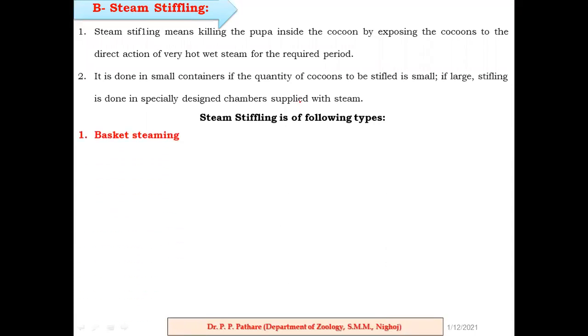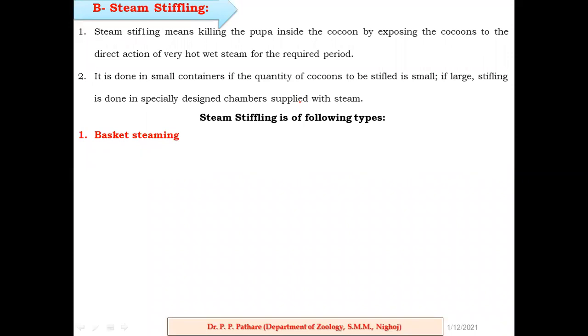In that, we took the information on what is steam stippling. For example, steam stippling is a process of killing the pupa inside the cocoon by exposing the cocoon to the direct action of very hot wet steam for a particular period. In this period, we can easily kill the pupa of silkworm present inside the cocoon.